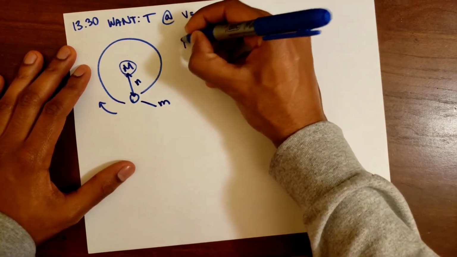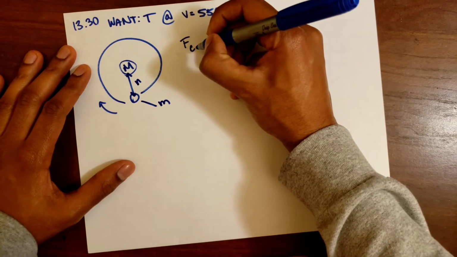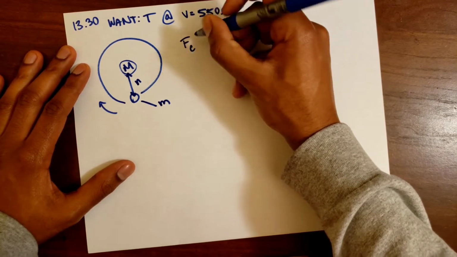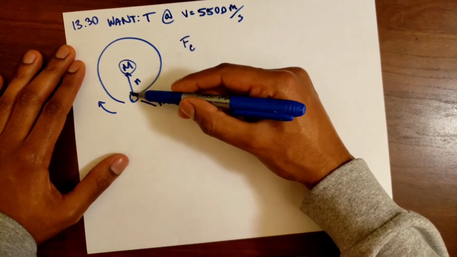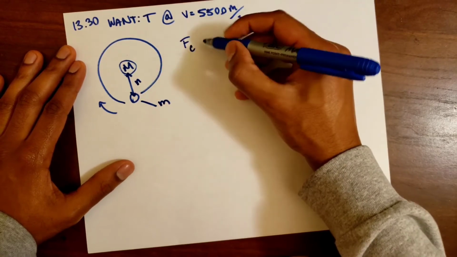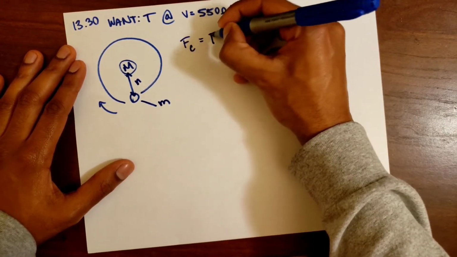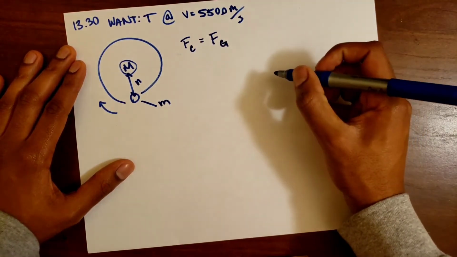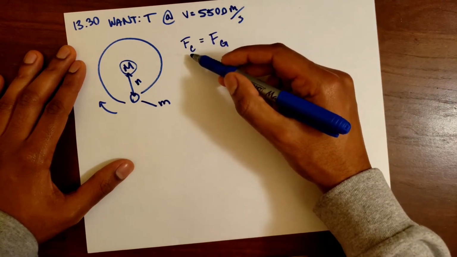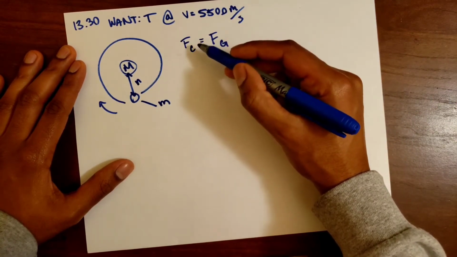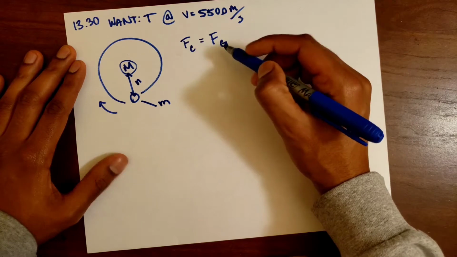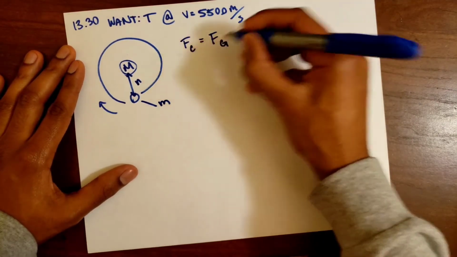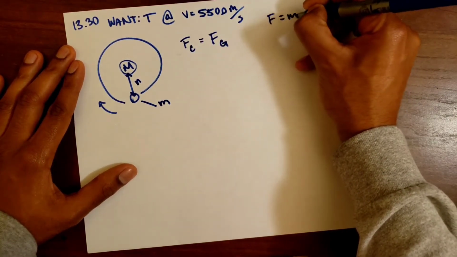So to start, we can say that the centripetal force in this case, or the force that's keeping the satellite in the circular path, is the gravitational force. So that means since the centripetal force is gravity, we can say that F centripetal is equal to F gravitational. To break this down further, we know F is equal to ma.